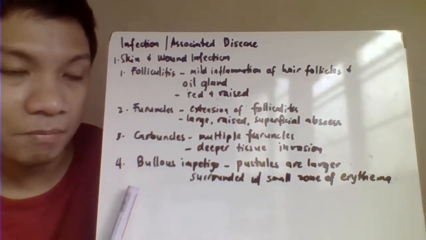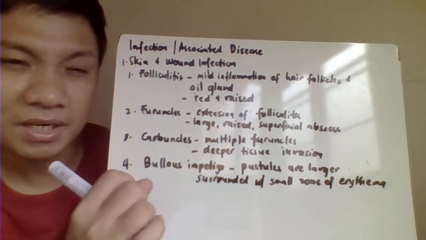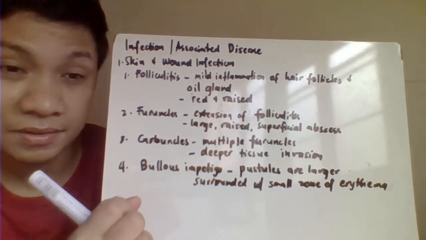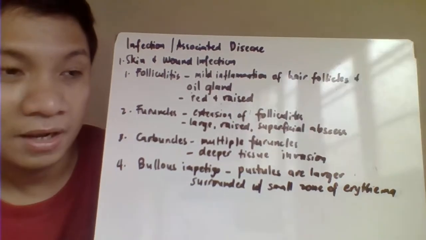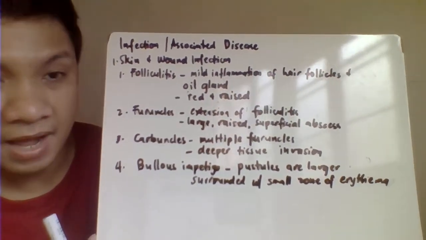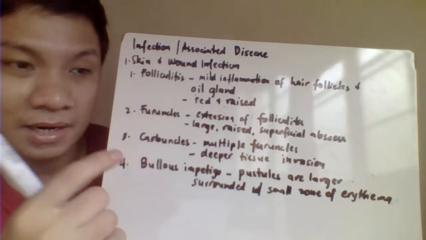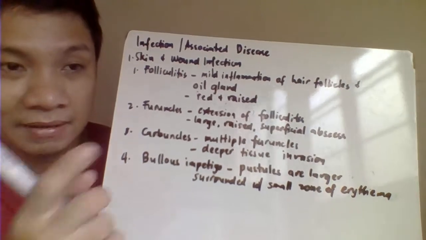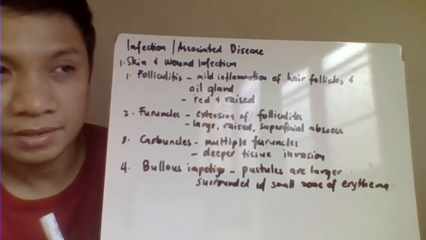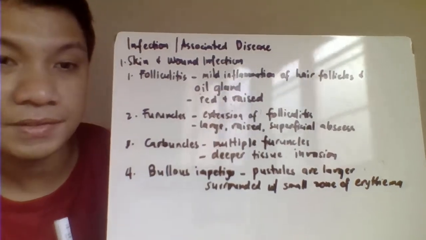Next, we have your bullous impetigo. It's just pustules. So they look like lesions, round pustules, usually large and surrounded by a zone of erythema. Meaning to say, it has pustules and they're red around it. The surrounding area is red. That's your bullous impetigo.